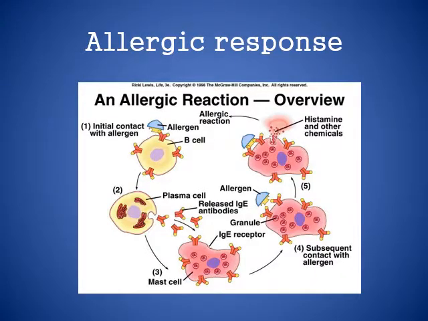So again, this is just showing you what the video talked about. It's an overview of what happens when someone comes in contact with an allergen, and how the allergen connects to the cells. It gives the message to the cell to release these IgE antibodies, which will attach to a mast cell, and that sends the message to release the histamine and other chemicals, which causes the allergic response.